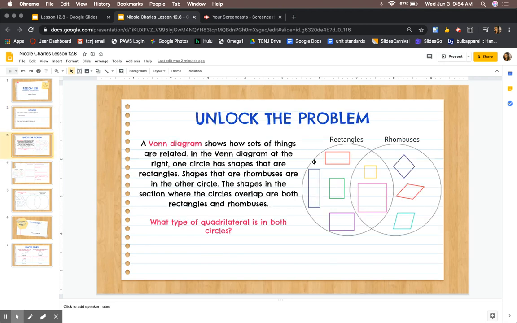So this whole lesson is going to be on Venn diagrams. So a Venn diagram shows how sets of things are related. In the Venn diagram at the right, one circle has shapes that are rectangles, as we see here. The other shapes that are rhombuses are in the other circle, so here. And the shapes in the section where the circles overlap are both rectangles and rhombuses. So these shapes right here are both rectangles and rhombuses. So it's asking what type of quadrilateral is in both circles.